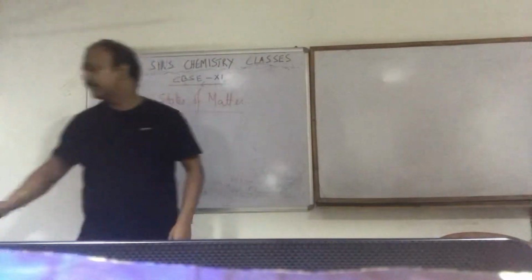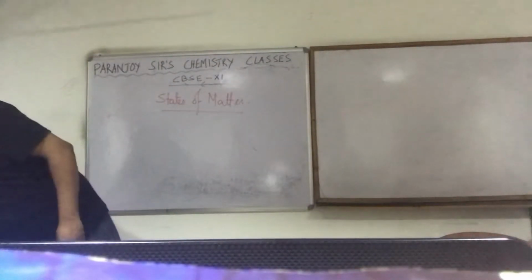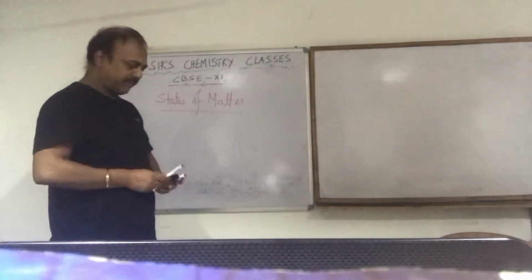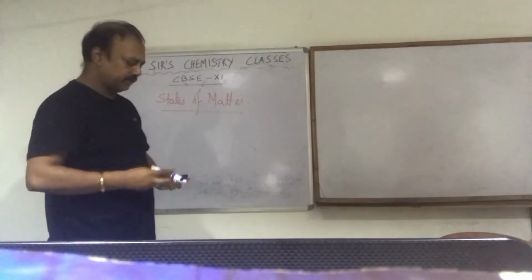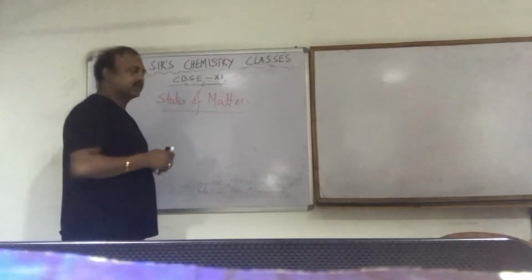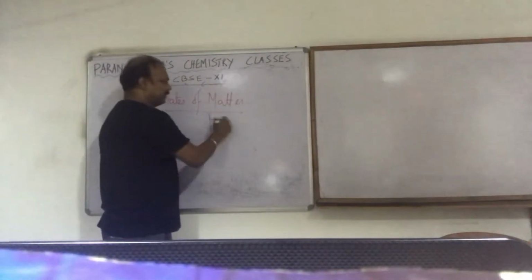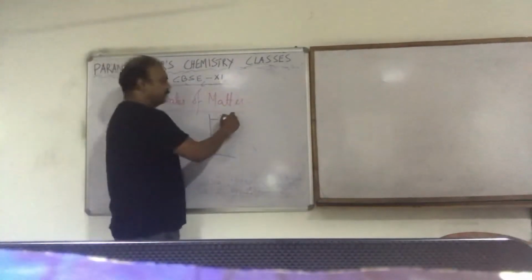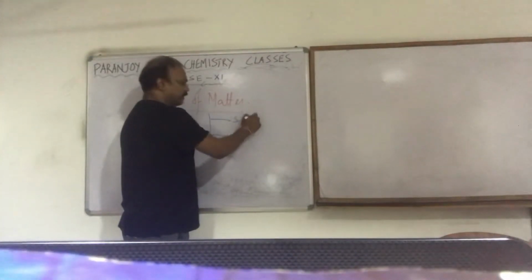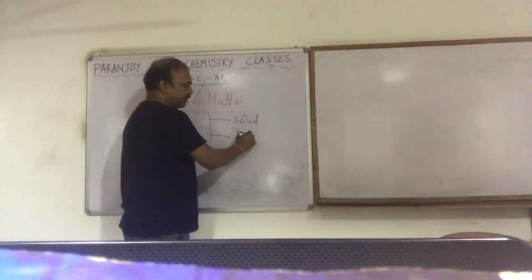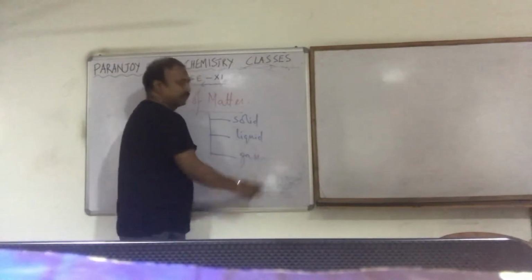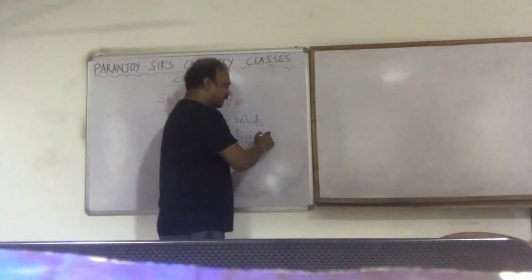All of us know this, and the states of matter means that depending on the states, matter can be subdivided, mainly, into three different states. One is solid, one is liquid, and the other is gas or gaseous. So solids, liquids and gases.